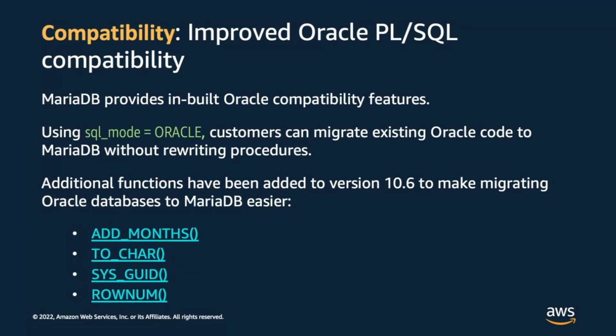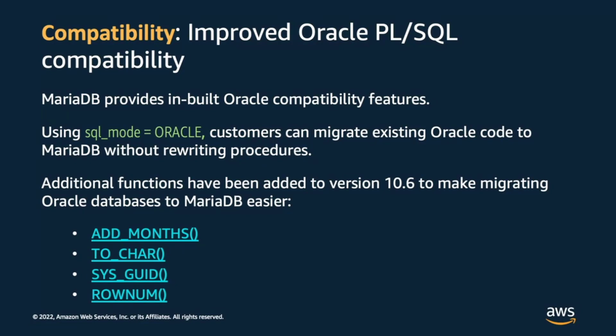Oracle PLSQL inbuilt compatibility is introduced in 10.3. With MariaDB 10.6, there are additional functions being added here. If you see on the screen, we have add month Oracle function. This function is used to add, subtract months from a given date or date time value. It is very similar to a date add function in MariaDB. That toChar supports date time, timestamp as parameters and returns a formatted, converted text value for us.